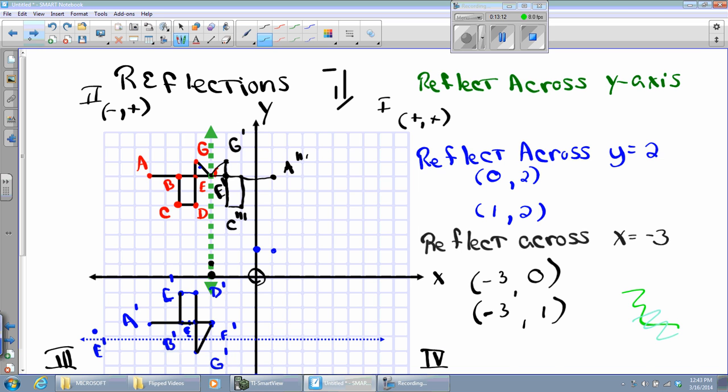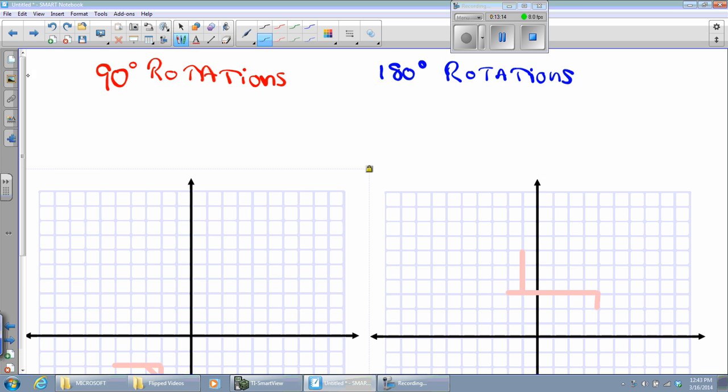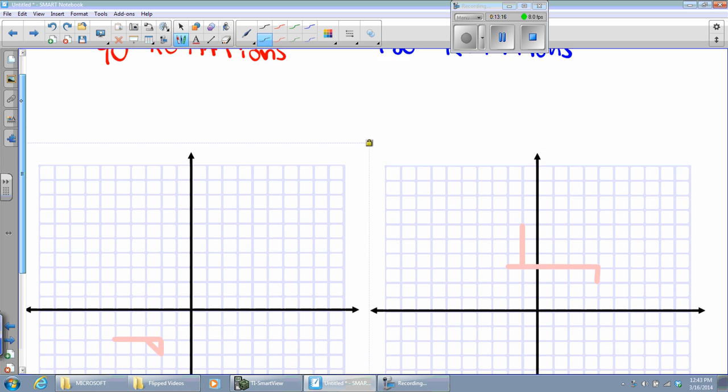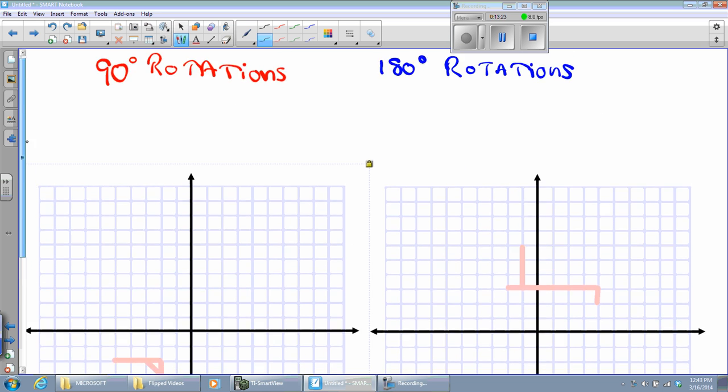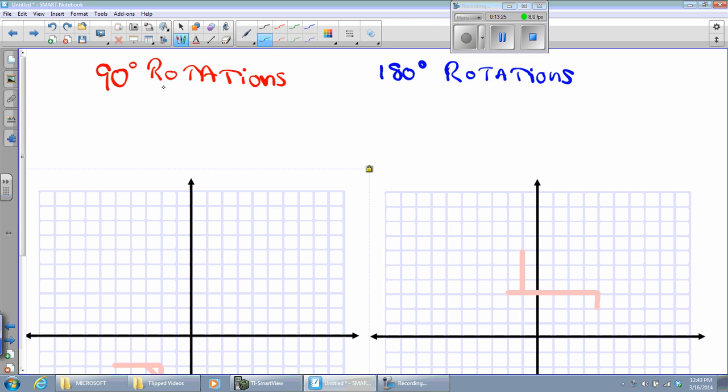All right, last one to review. 90-degree rotations and 180-degree rotations. First of all, I've got this point. I'm going to do a 90-degree rotation. Remember, with that one, I got to tell you clockwise or counterclockwise. So I'll tell you what, we will go clockwise on this one.